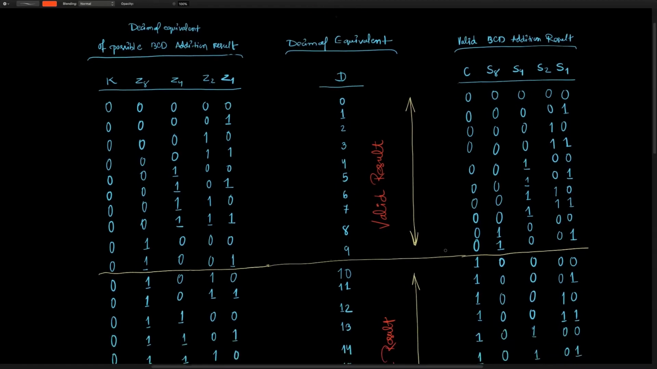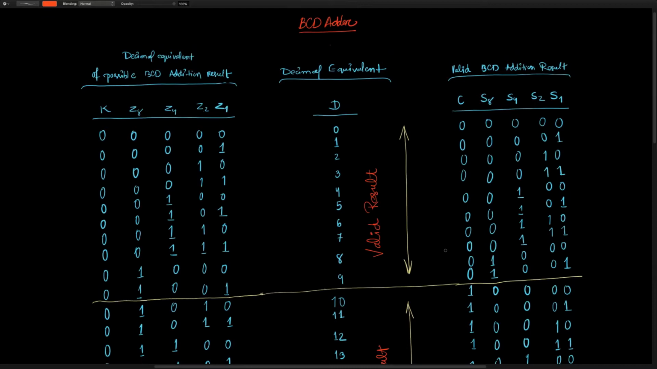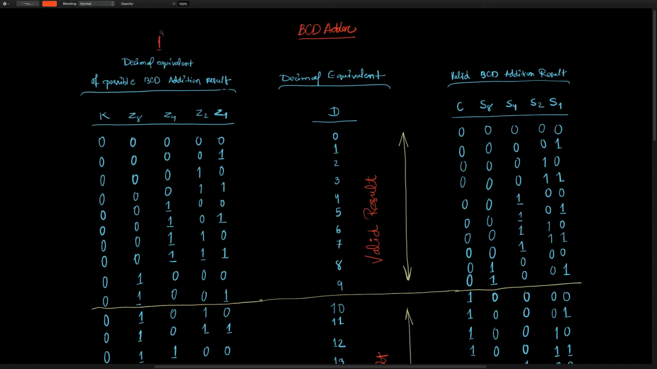Now we are going to discuss how to design a combinational circuit that will implement the BCD addition for us. We have 3 columns here. The first column shows you the decimal additions, the binary equivalent of the decimal additions. The second one is the decimal value, and the third one shows you the valid BCD bits.